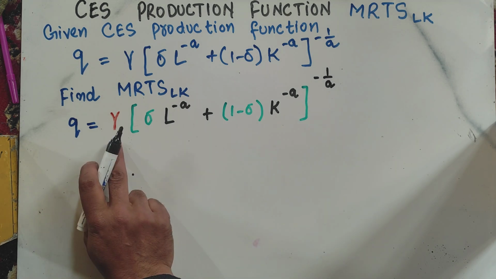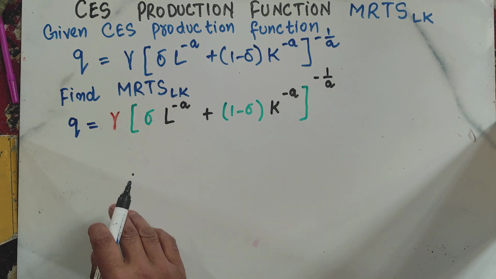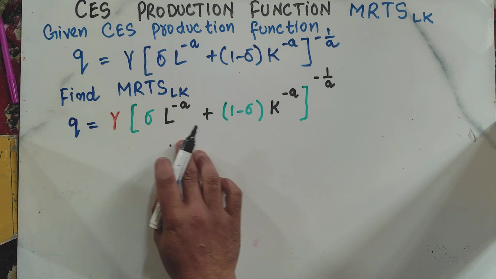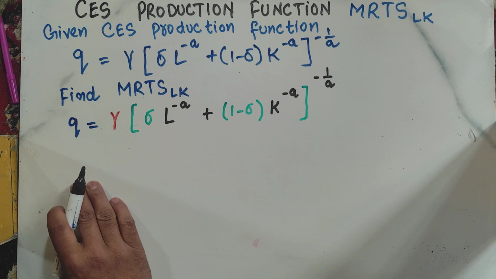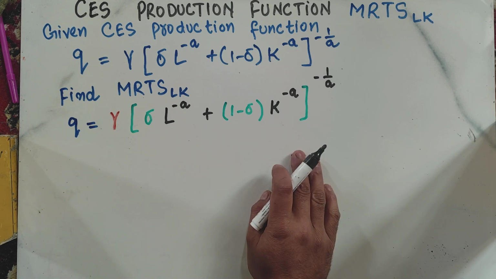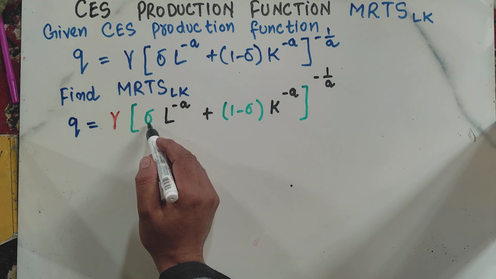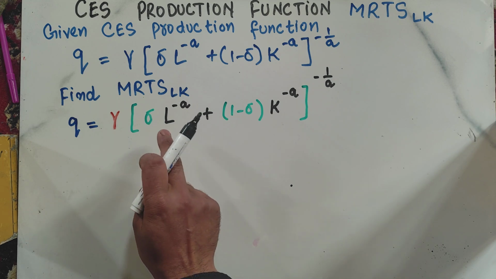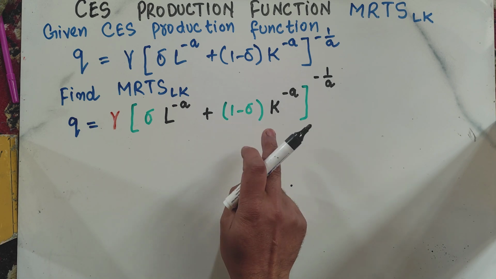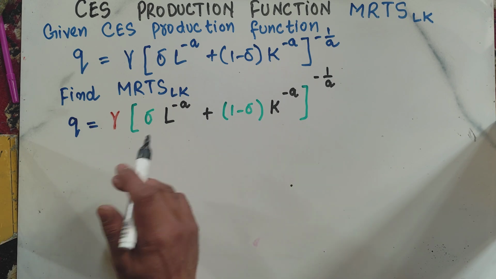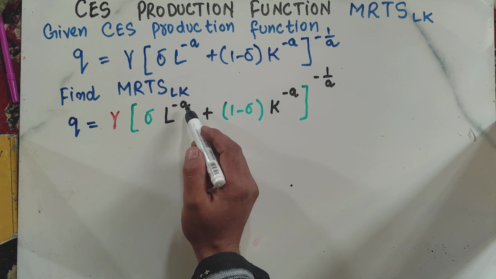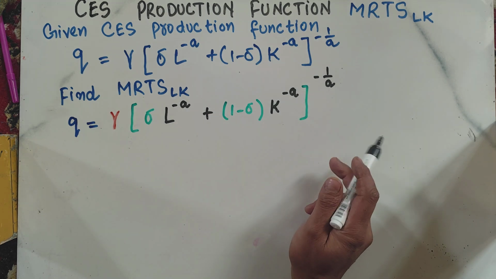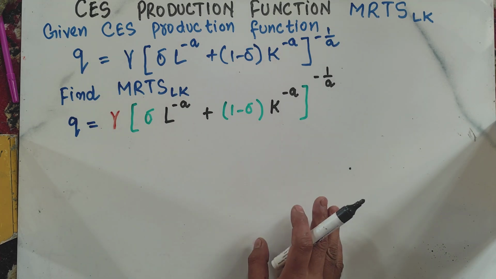two inputs. This gamma shows us what we call the efficiency parameter. It shows us the increase in output that is not being explained by the inputs used in the production process. We also call this Solow residual or total factor productivity. Now this delta shows us what we call the distributive parameter. It shows us the share of the labor, and 1 minus delta shows us the share of capital in the total output. This A, what we call alpha actually. So this A is our substitution parameter. Okay, so this is our constant elasticity substitution production function.